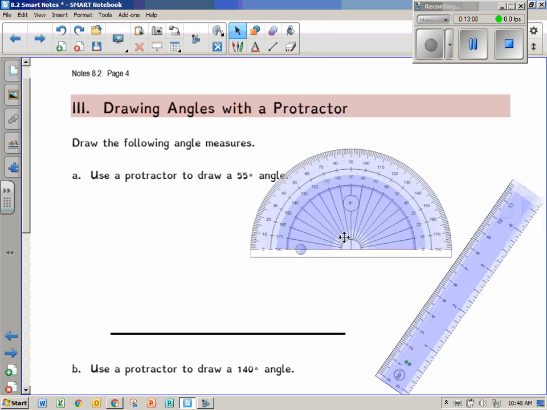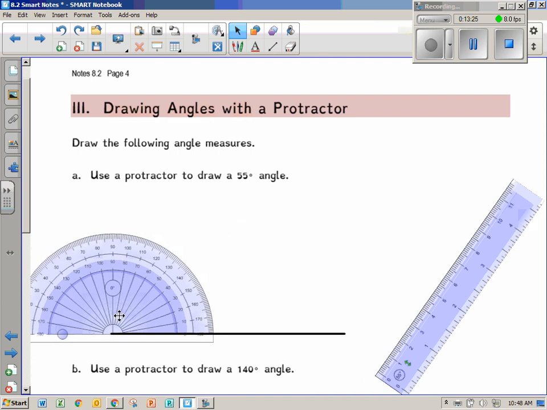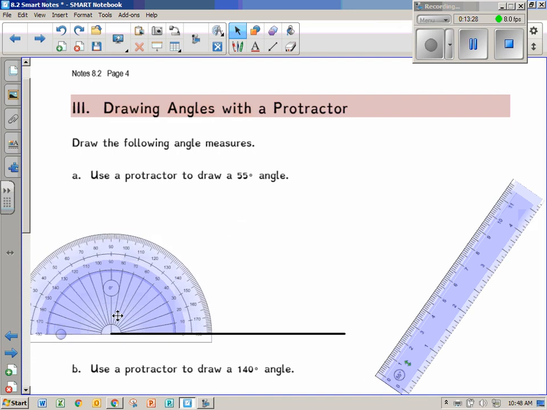Then I get my protractor. Now, I like to put a little point right here. The smartboard won't allow me to do that, but just put a small little bubble point there. And I get the center right. Oh, it looks like I've got it lined up pretty well right there. And I'm looking for 55 degrees. If I can make this work right on here, oh, I've actually got it there.